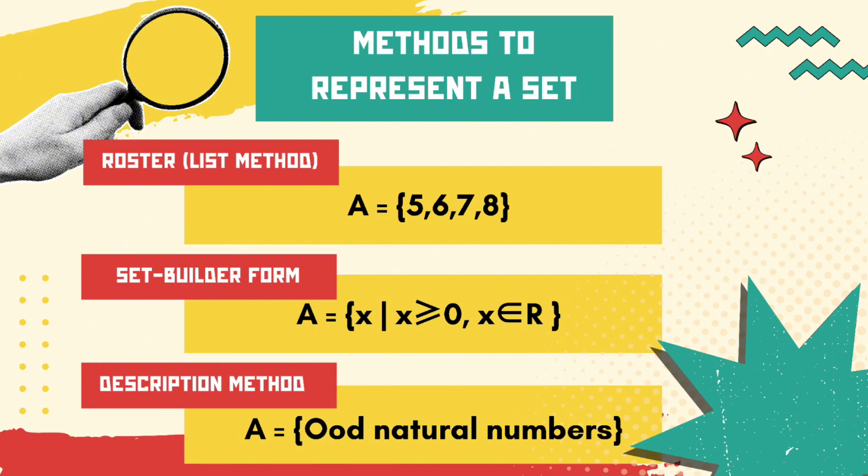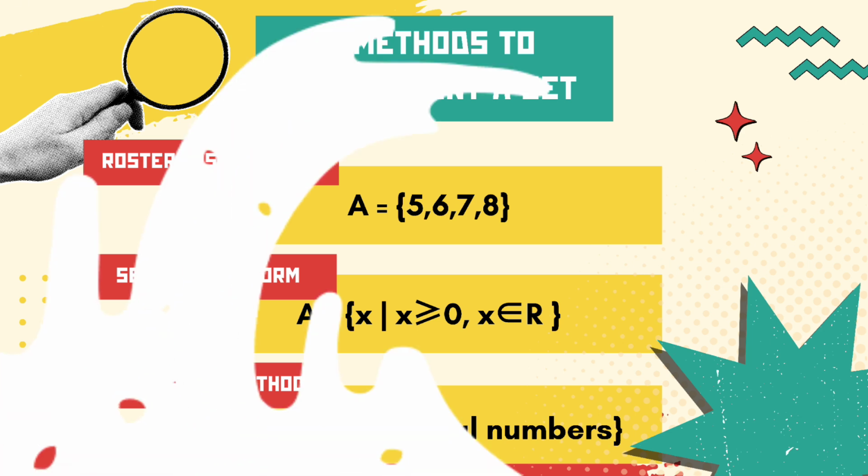There are three common ways to represent a set. First, by roster, or listing all its elements. For example, A is a set with elements 5, 6, 7, and 8. The second is by using set builder form. For example, A is the set of all real numbers x such that x is greater than or equal to 0. Third, by the description method. For example, A is the set of all natural numbers.